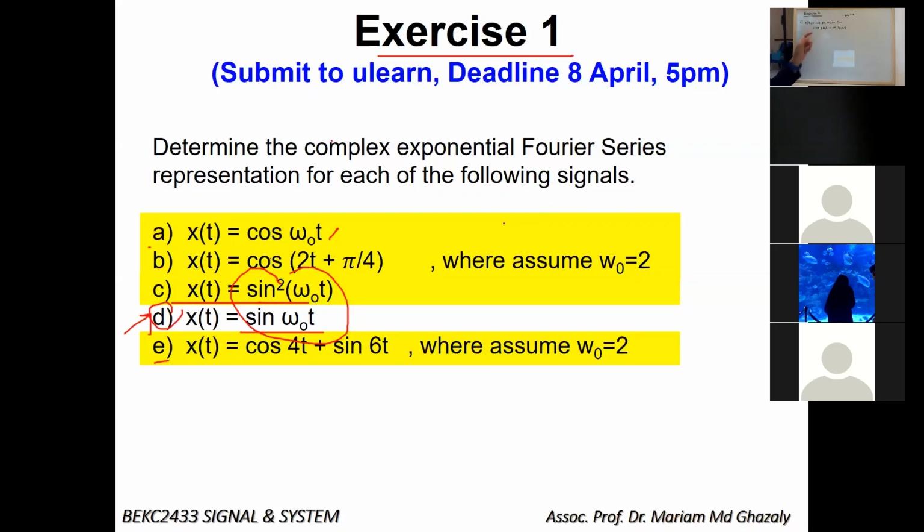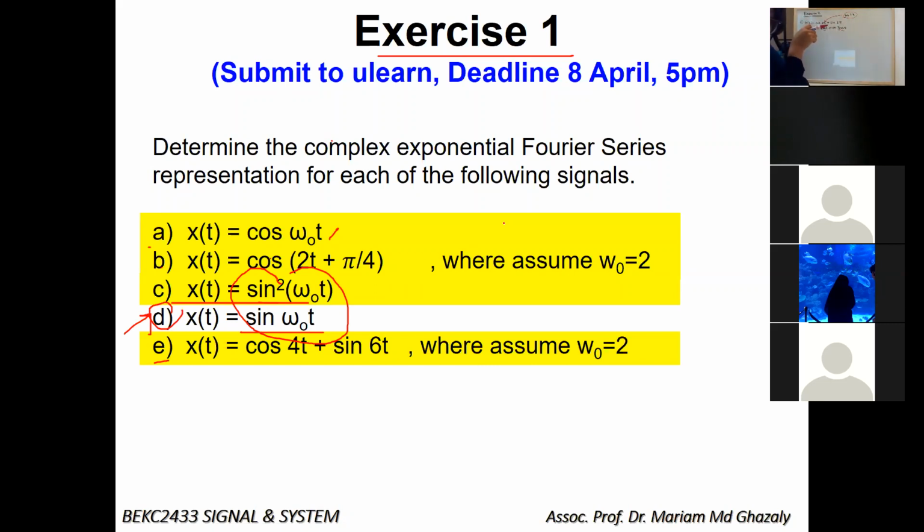You have x(t) equivalent to cos 4t plus sin 6t. So you have omega naught equal to 2. So substitute that, you will have cos 2 omega t plus sin 3 omega t. So from here, you just expand it using the Euler identity. I only give you until here, so do the rest, get the value until the a_k value.